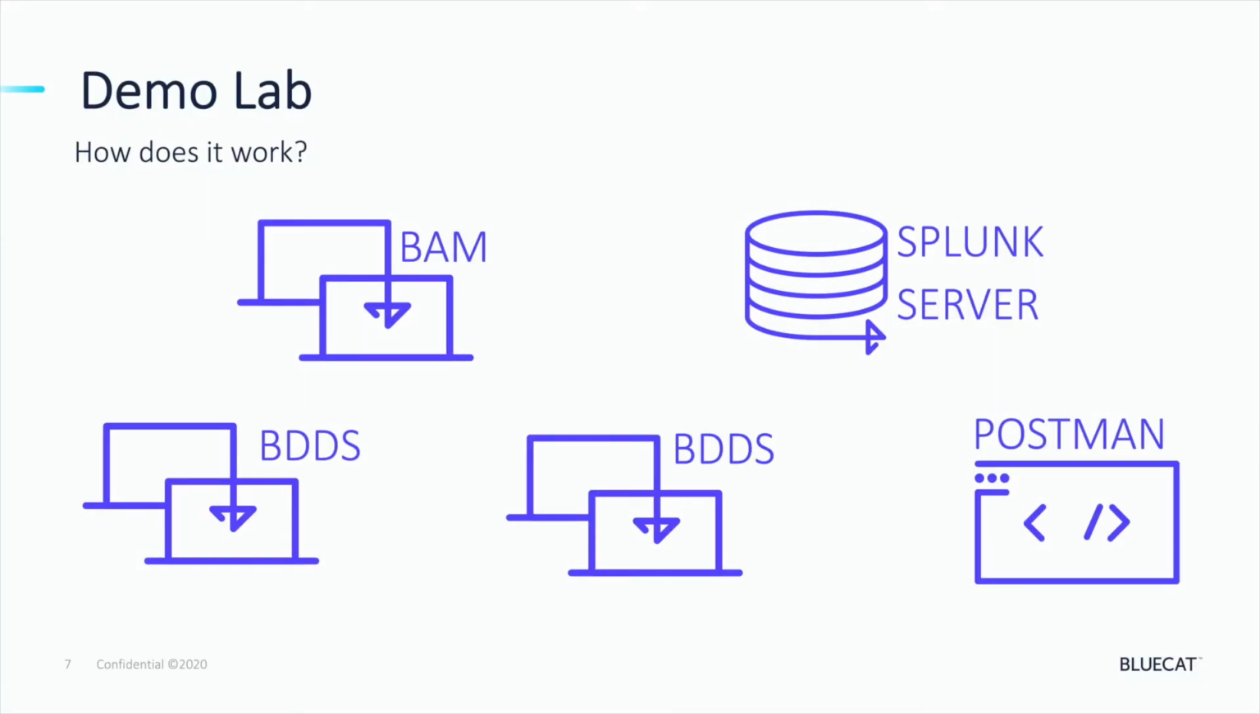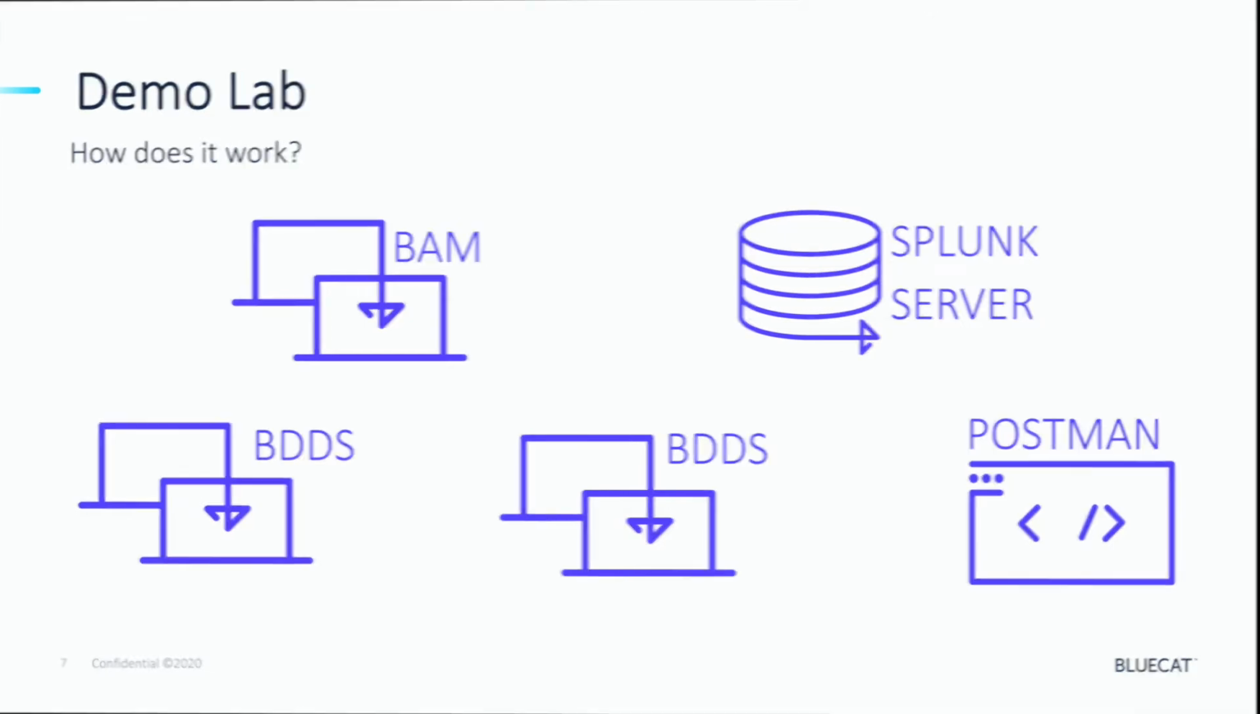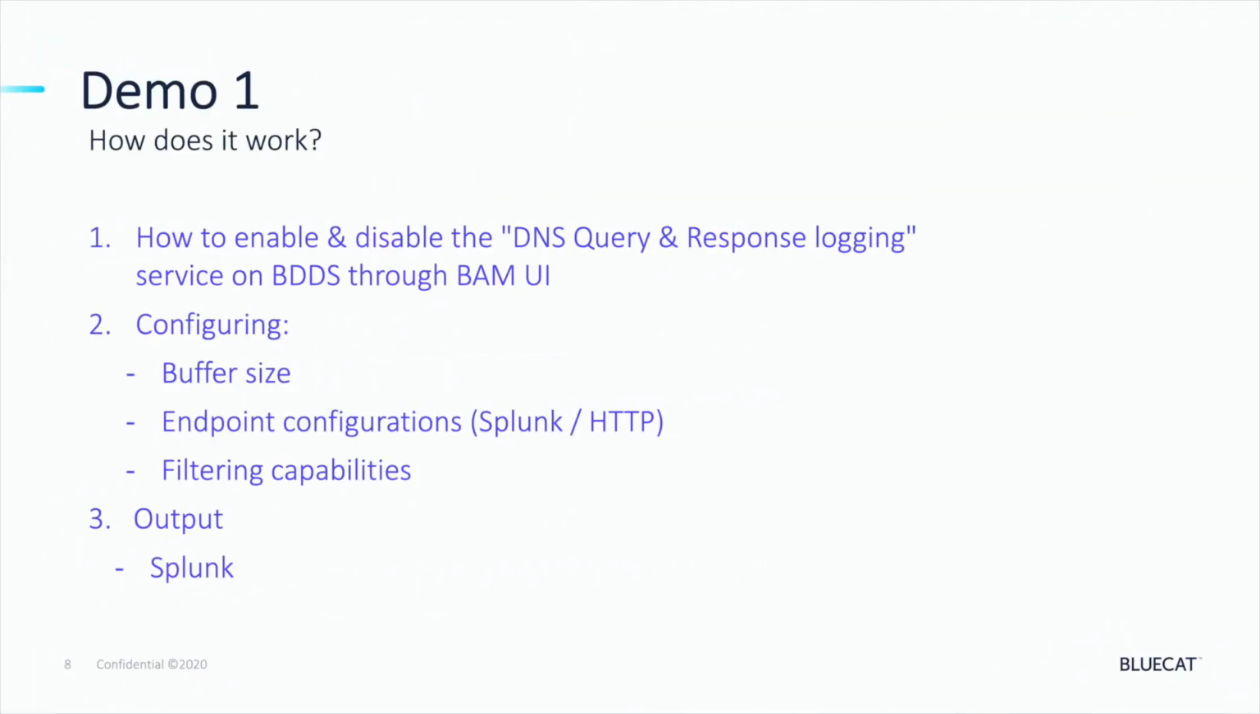Let's take a look at the DNS activity feature in action. For this demonstration purpose, we are using BAM and BDDS VMs, a Postman client, and a Splunk server. In this first demo, we'll see how to enable and disable DNS activity using the BAM UI and how to configure the endpoints, how to filter, and how to configure the buffer size.